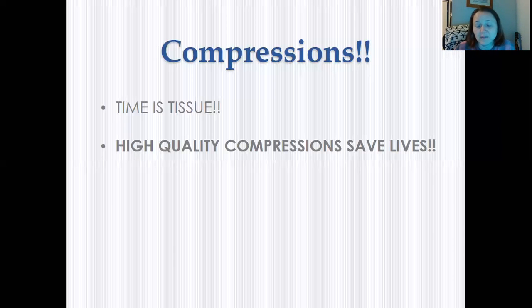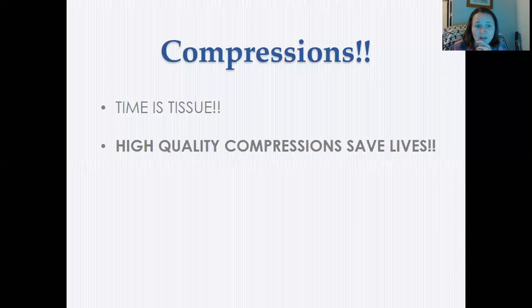Compressions should be delivered at a rate of 100 to 120 times a minute, and should only pause when you're switching out or actually physically delivering the shock or something like that. And as I said, at least 2 inches, full recoil. These are priorities with chest compressions. For placement, you put your hands just above, about 2 finger breadths above that xiphoid process, right in the middle of the sternum.